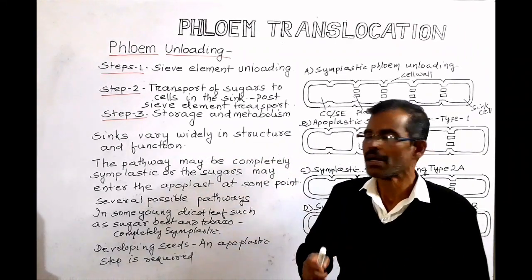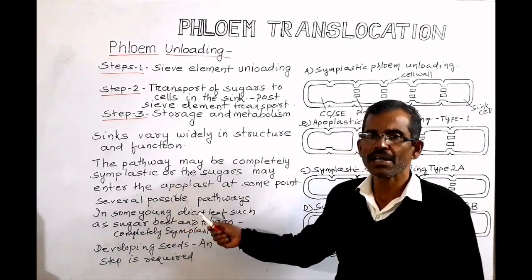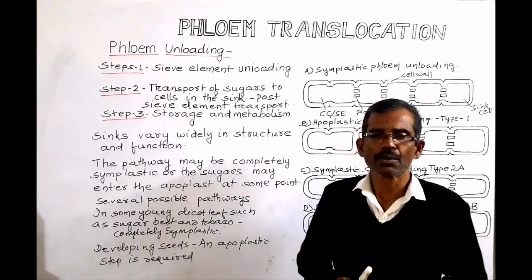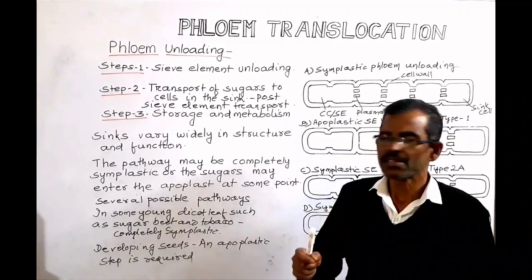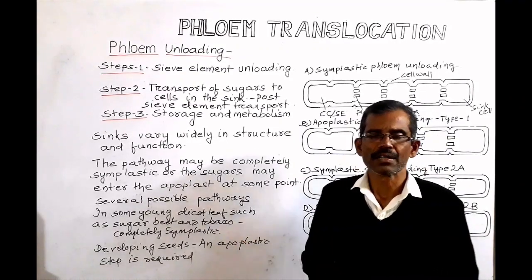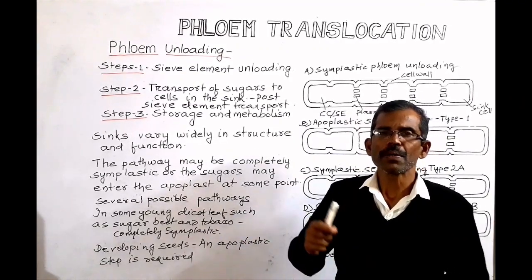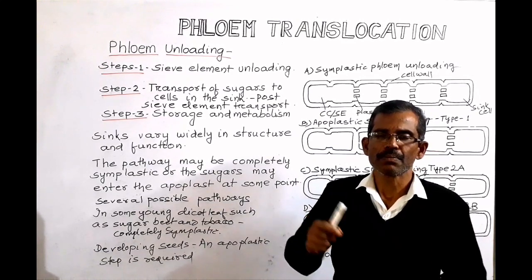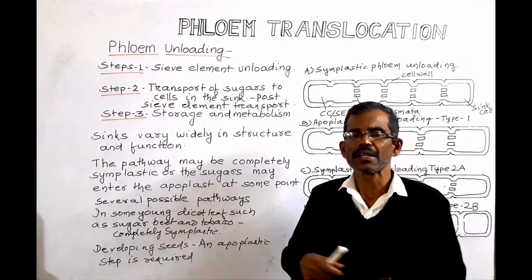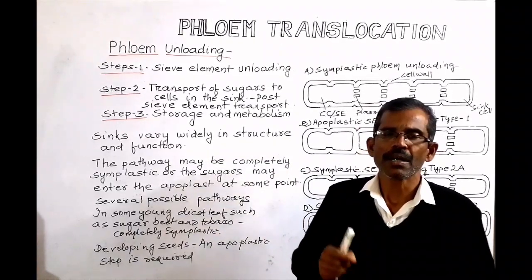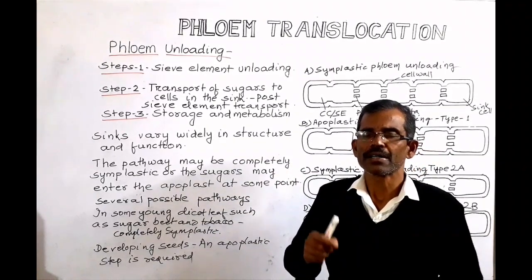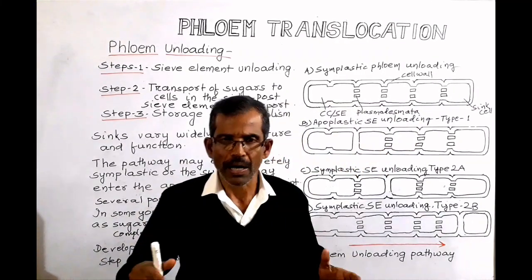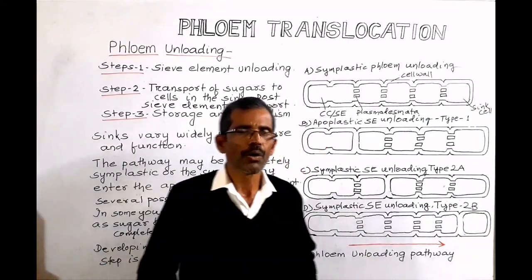For example, in young dicot leaves, in the case of sugar beet and tobacco, the pathway is completely symplastic, whereas in developing seeds, an apoplastic step is required because there is no symplastic connection between the maternal tissue and the tissue of the embryo. So there are several possible pathways of phloem unloading.